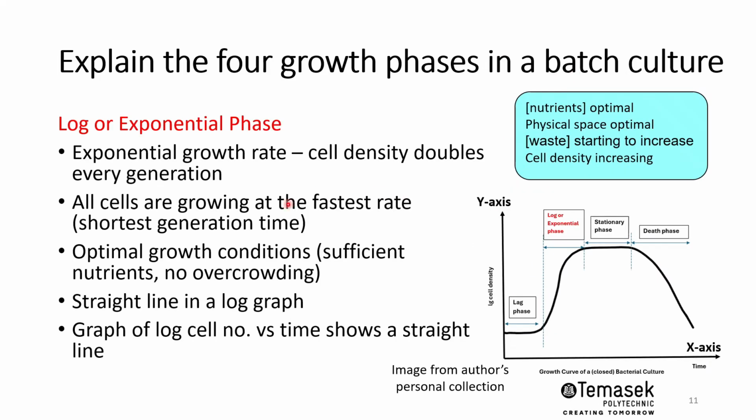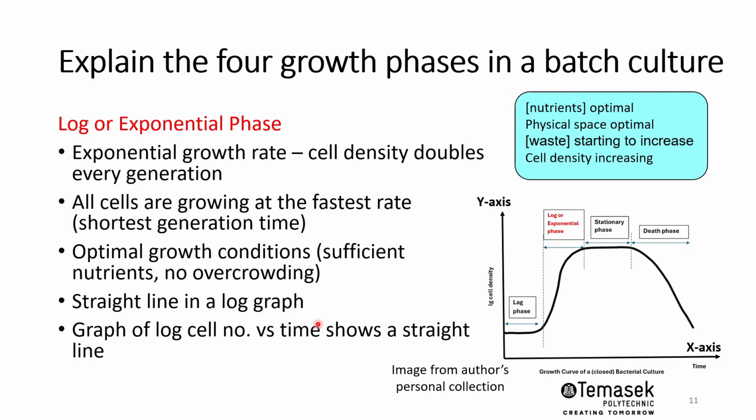Let's look at the log phase now, also known as the exponential phase. In the log phase, this is where you can expect exponential growth rate. The cell density doubles every generation. We're going to talk about generation rate later, so no worries here. All the cells are growing at the fastest rate possible with the shortest generation time. Here we have the optimal growth condition. You have sufficient nutrients, there's no overcrowding, and if you plot it in a log graph, it will be a straight line.